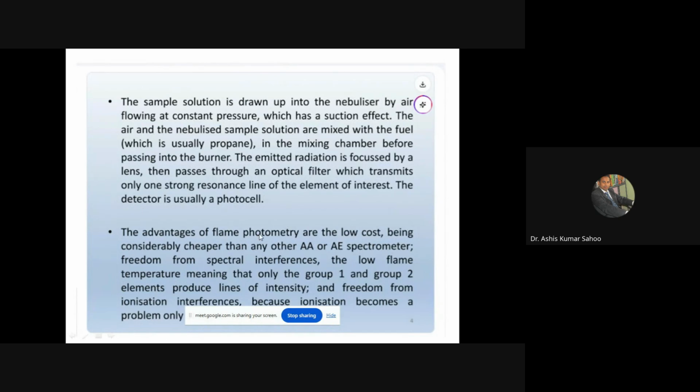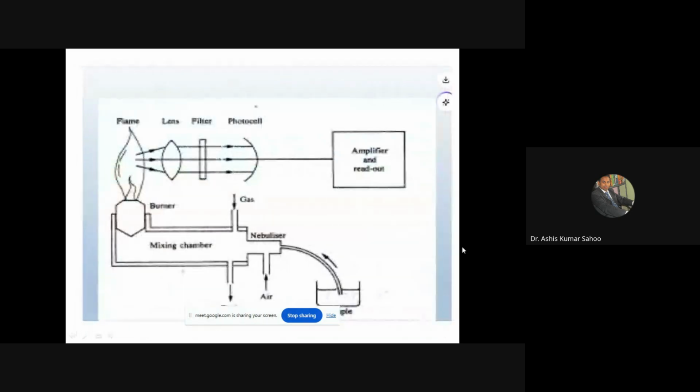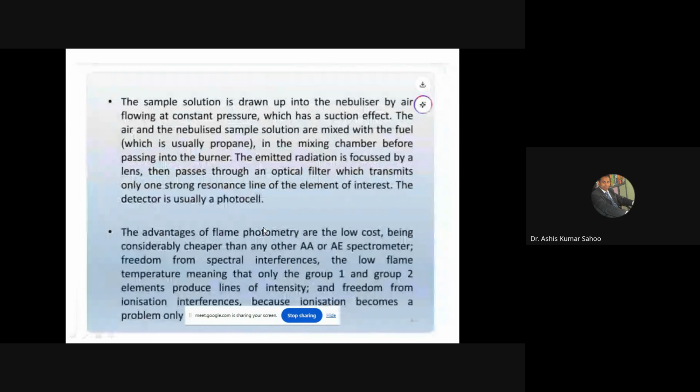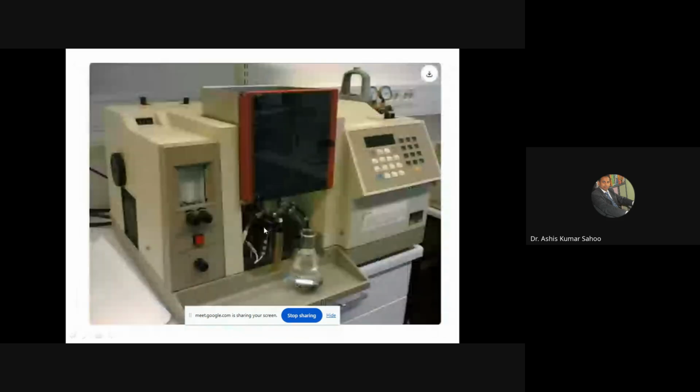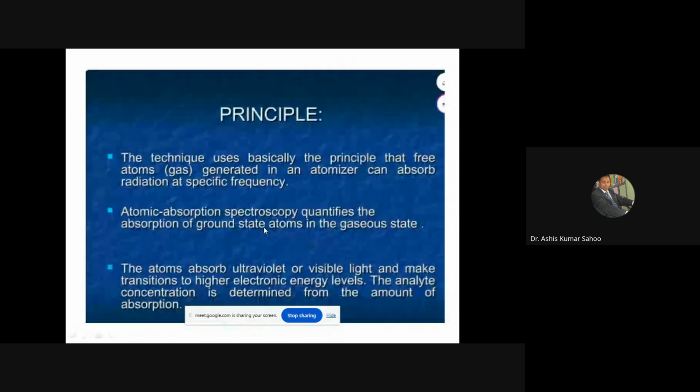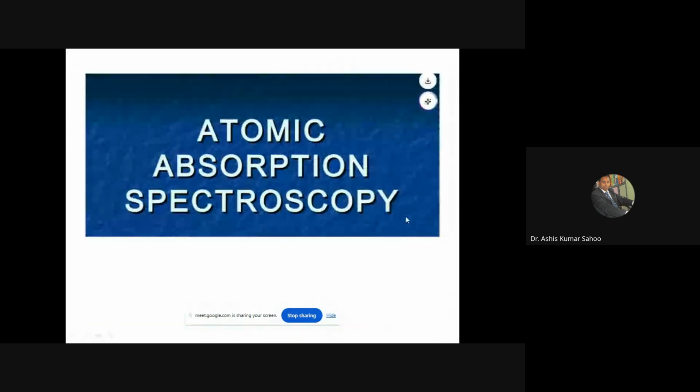The advantage of flame photometry is its low cost, being considered cheaper than any other absorption or emission spectroscopy. This is the flow chart, a schematic diagram of atomic emission. Okay, so this is all about atomic absorption. You can see the atomic absorption spectrum.